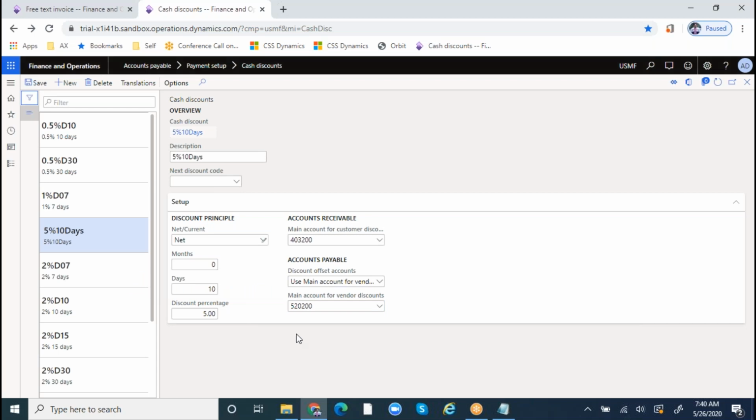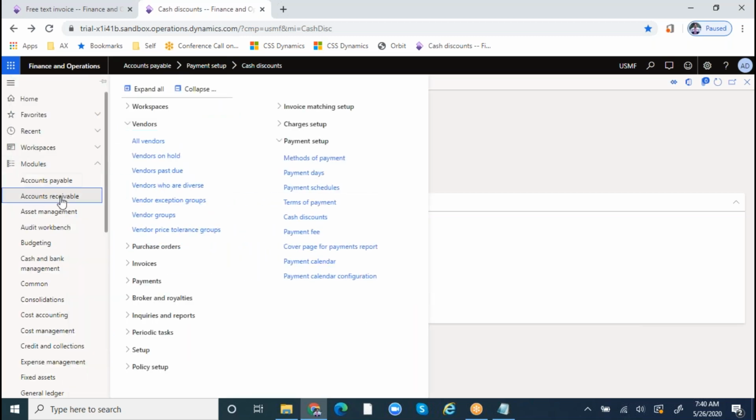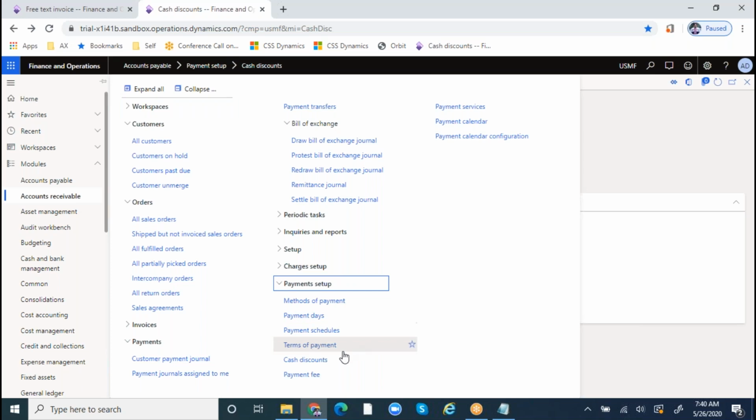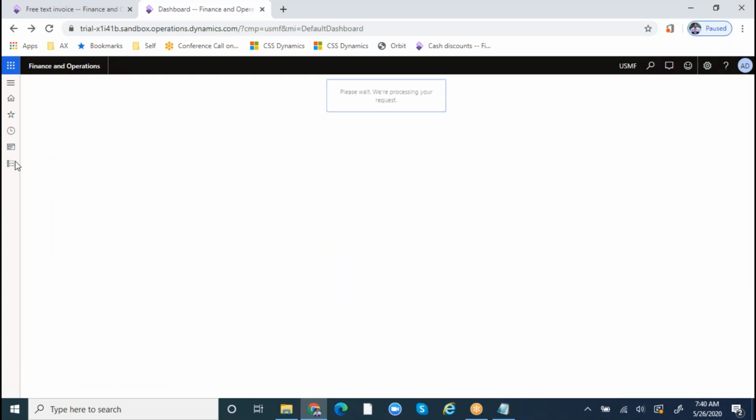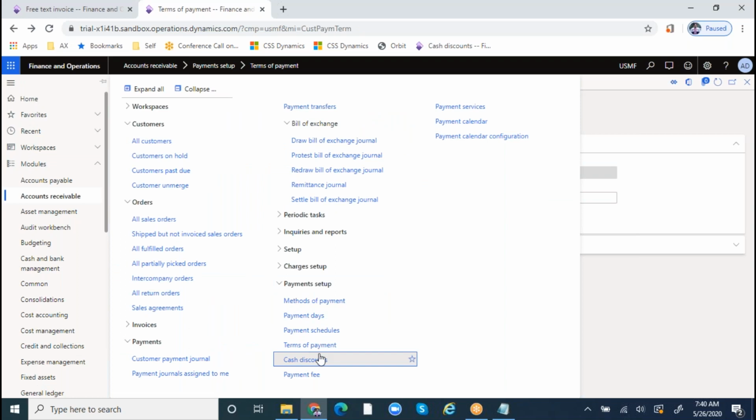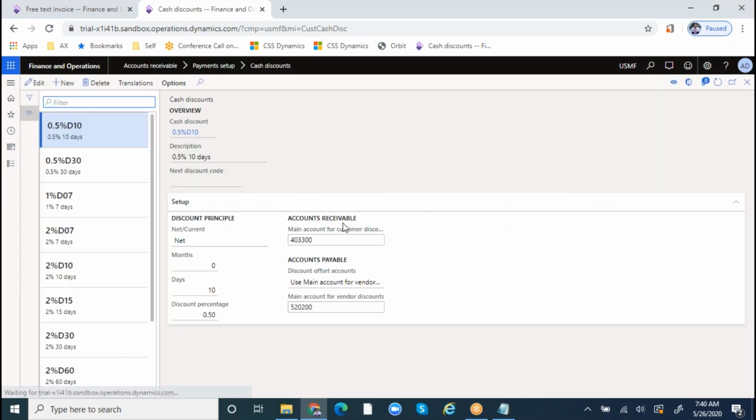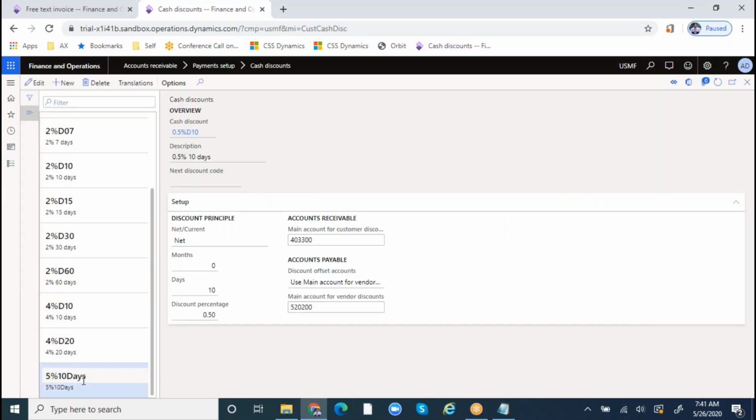I have a quick question here. So this is related to accounts payable cash discounts, right? So this is different from accounts receivable cash discount, correct? So terms of payment and cash discounts are common between AR and AP. So if you go to AR, we're going to see the same one. Yes, let us go. Now we are in AP. We'll go to AR. Terms of payment. Sorry, discount. So it is the same.